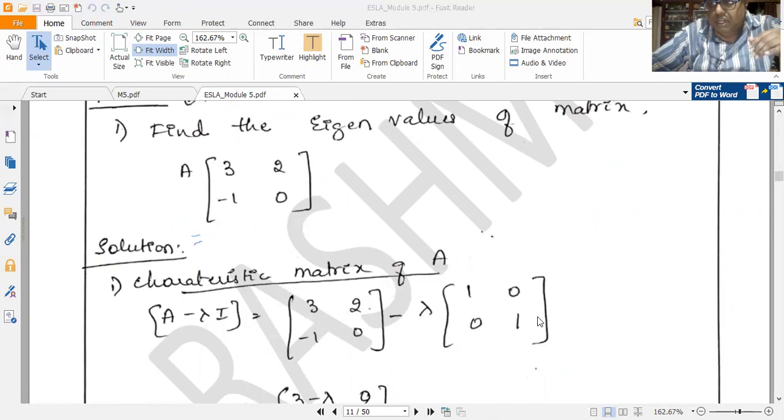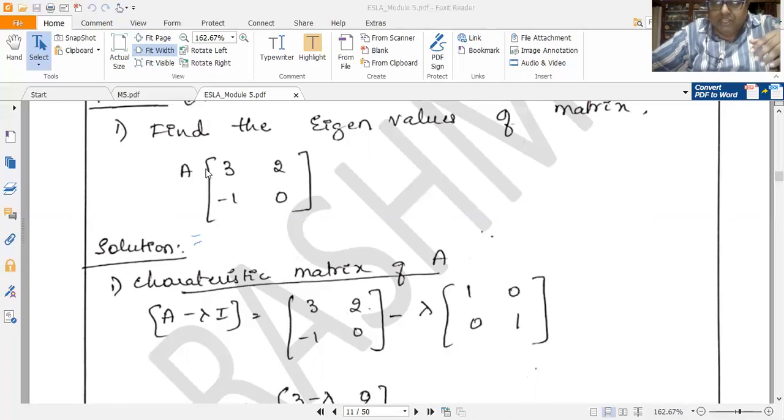1, 0, 0, 1. A unit matrix is a matrix whose principal diagonal elements are all ones and all other elements are zeros. So the principal diagonal elements of this I are 1, 1. All other elements are zeros. Depending upon the dimension of the matrix A, I should write the corresponding dimension of the unit matrix. A unit matrix is also called the identity matrix.